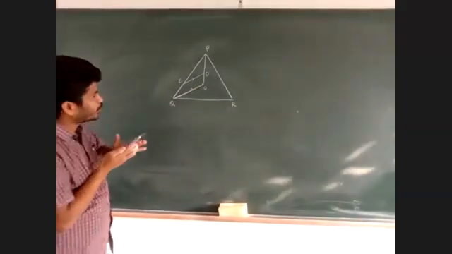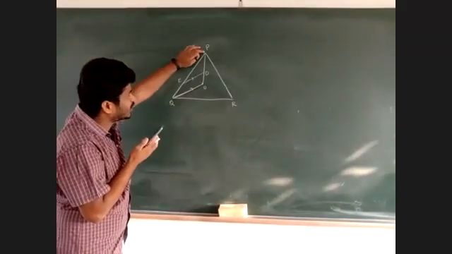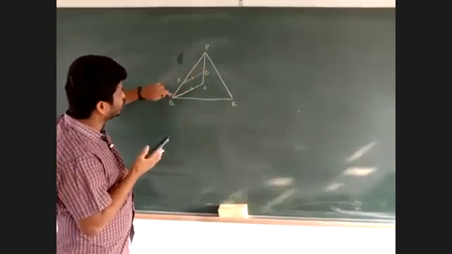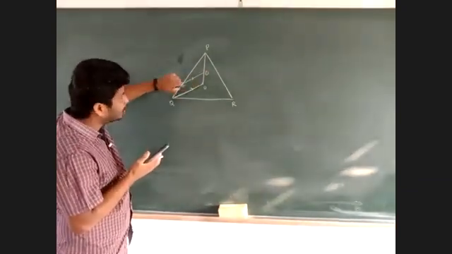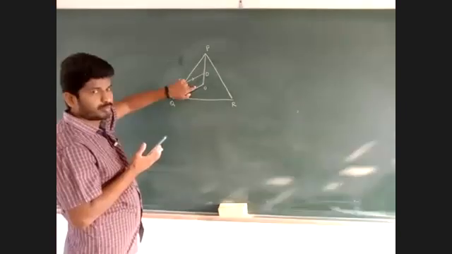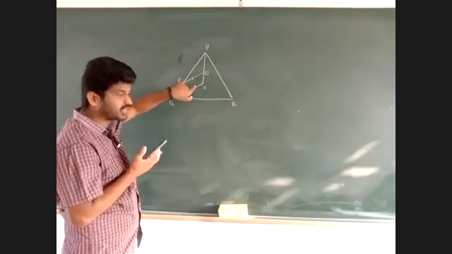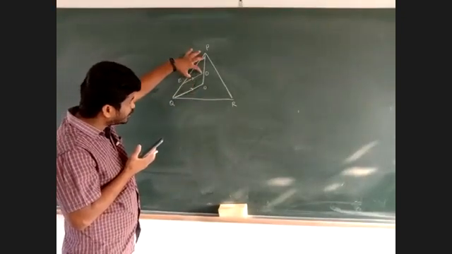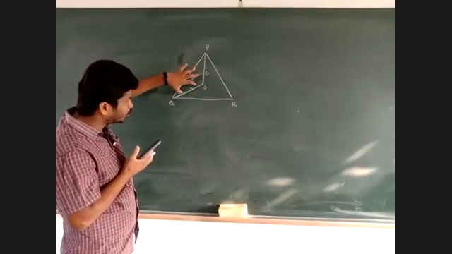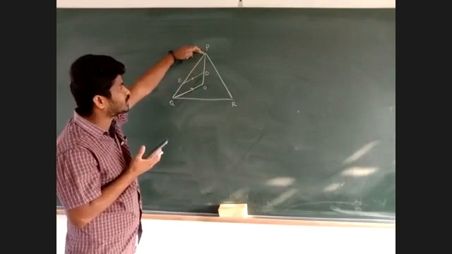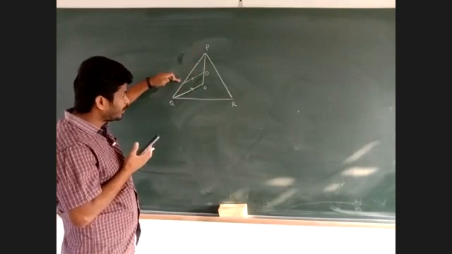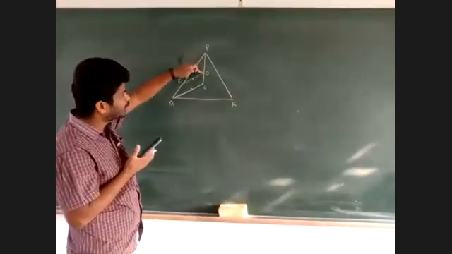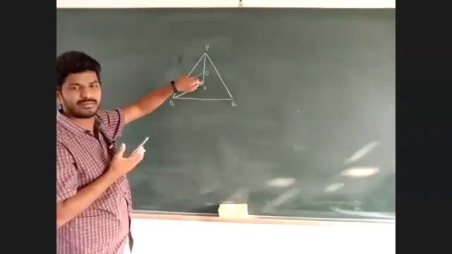Here we get one more triangle. The triangle name is POQ, the obtuse angle triangle. In this triangle POQ, DE is parallel to OQ. Then apply the basic proportionality theorem: PE by EQ equal to PD by DO. That's all.